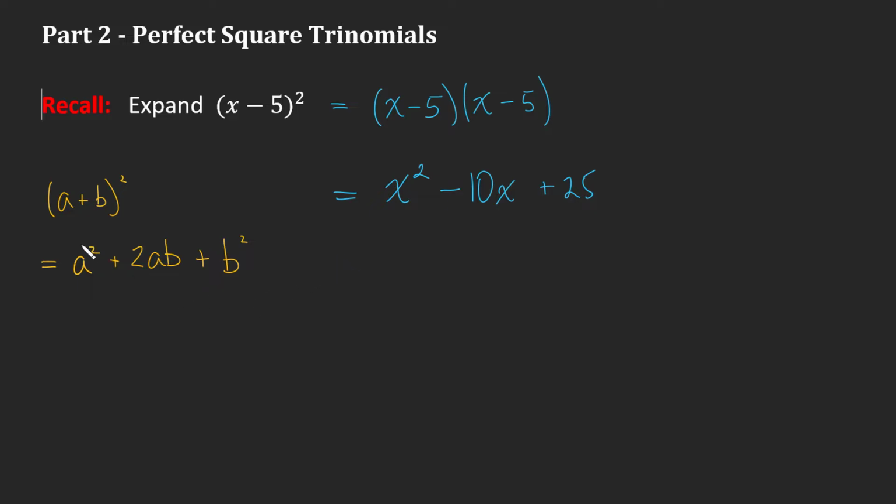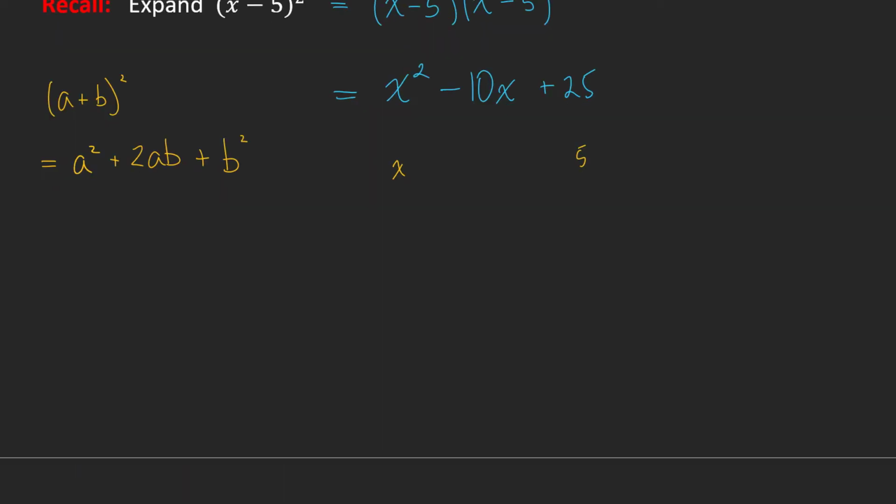Can I take the square root of the first term? Yes. Can I take the square root of the last term? Yes. And those square roots, in this case x and 5, if I multiply those and double it, can I get the middle term? Well, 5x times 2 is 10x. So yes, I can. And so that allows me to factor it.